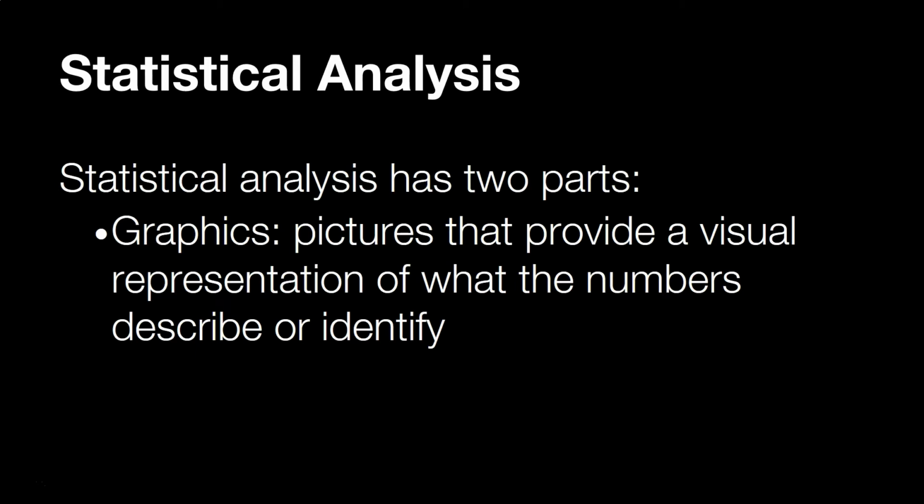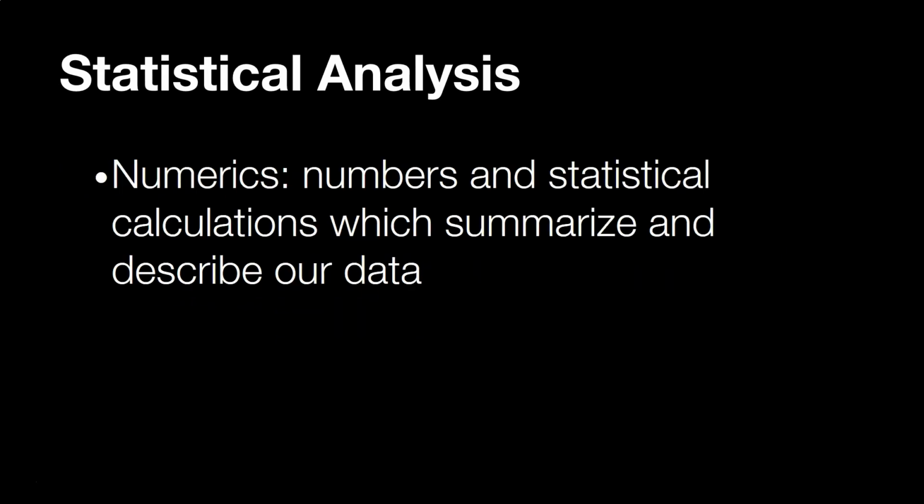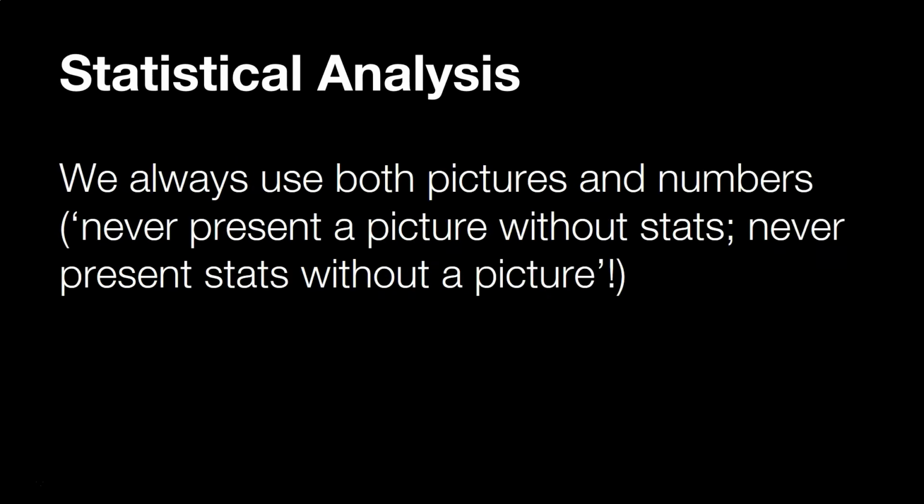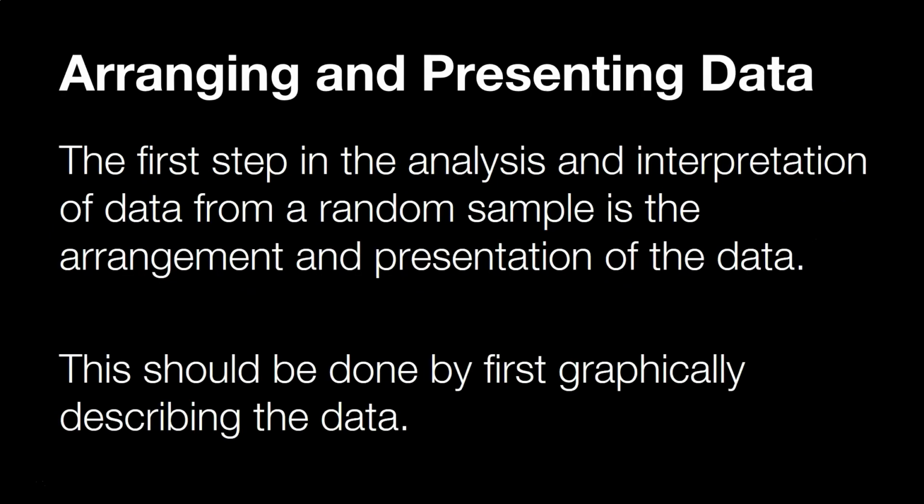Statistical analysis has two parts. First, we have graphics, which are pictures that provide a visual representation of what the numbers describe or identify. Secondly, we have numerics, numbers and statistical calculations which summarize and describe our data. When it comes to statistical analysis, we always use both pictures and numbers. We never present a picture without statistics and never present statistics without a picture.